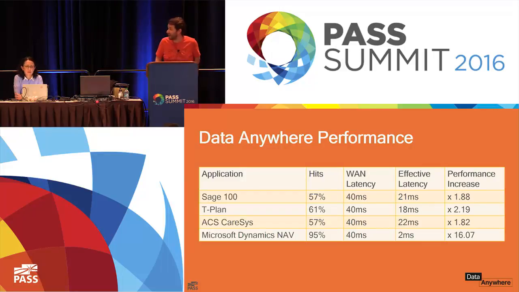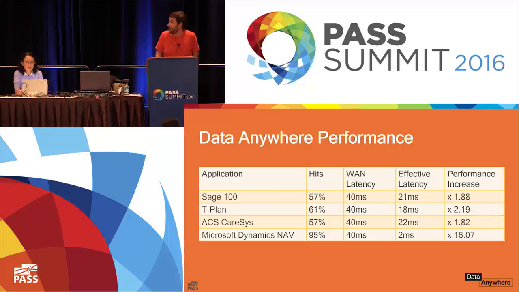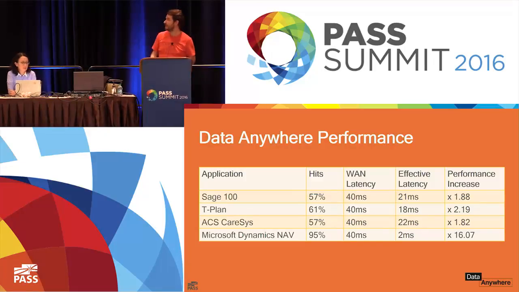And the other thing to point out is that this is early days for DA. At the moment it's prefetching 57%, but we're predicting that figure is going to go up quite significantly as we prefetch more and more of these. So that workflow would be that fast at this stage, but with each new release of Data Anywhere, it would be faster and faster. T-Plan and CareSys you've probably not heard of, but they're a couple of customers of ours that have a similar performance increase, doubling the speed.